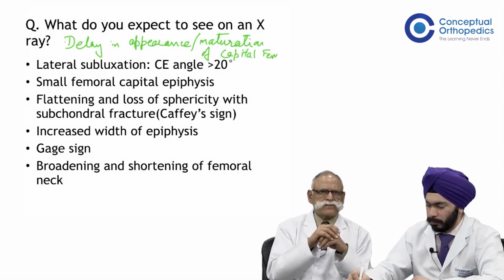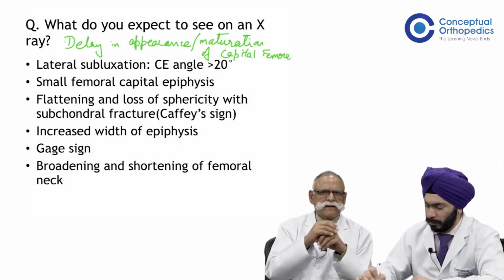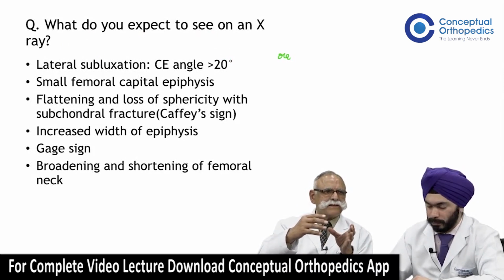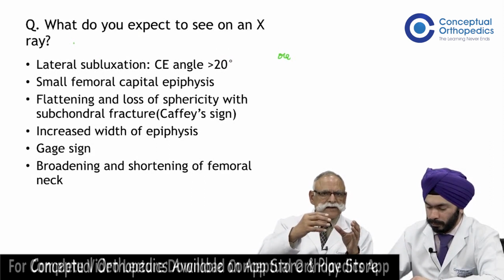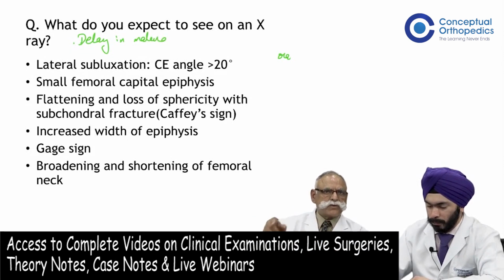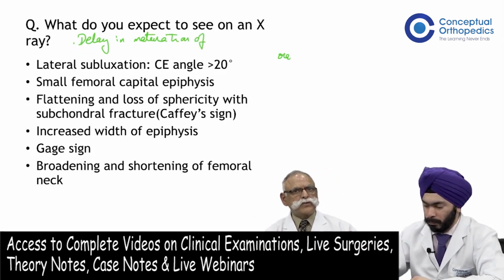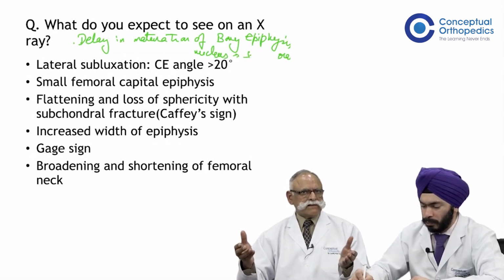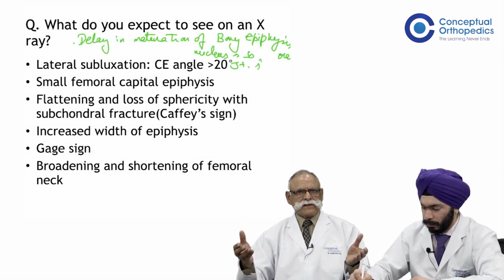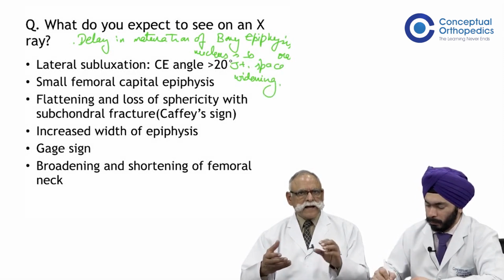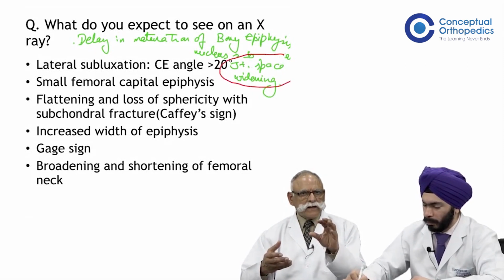That means the epiphysis to start with will be smaller in size. That is why you find widening of the joint space. So widening of the joint space you find in the initial stages because of delay in the maturation of the bony nucleus of the epiphysis. So it is all cartilage, so you cannot appreciate that. Cartilage is not appreciable in X-rays.